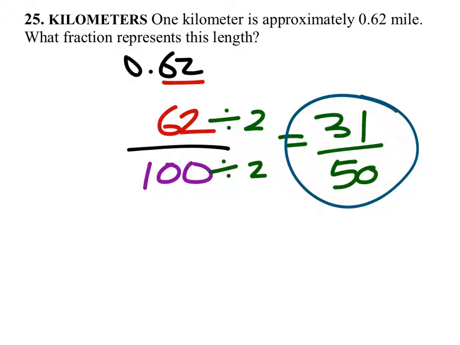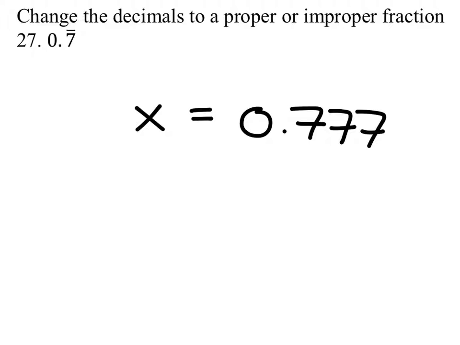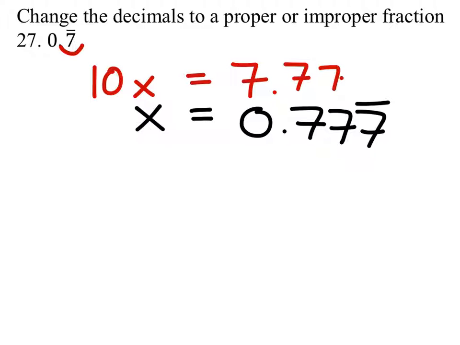That's done. All right, this is 0.7 repeating. So I'm just going to say that x is 0.7 repeating. So I can show a few 7s to show that it repeats. Now to get this decimal past the bar, I need to multiply it by 10. So if I multiply the 0.7 repeating by 10, then I get 7.7 repeating.